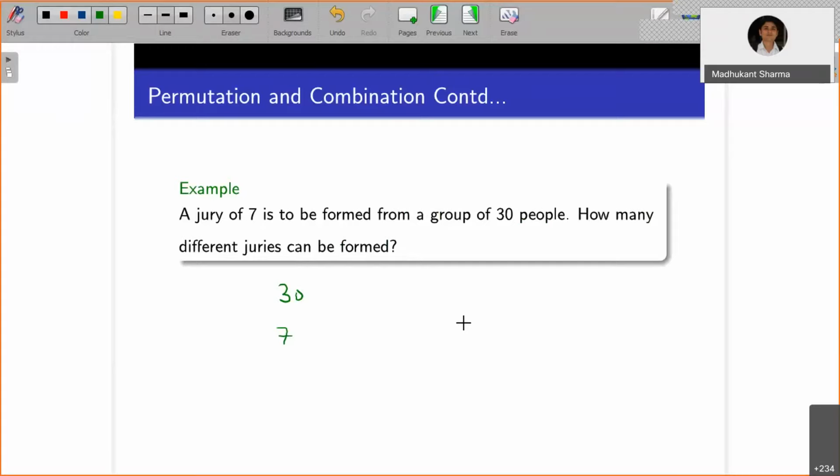Some of these people may be men, some of them may be women. For a jury we are going to assume we look only at mature people, like above 20. We can assume that men and women can be distinguished, but it doesn't matter how many men or how many women there are. So here order is immaterial, and the number of different juries that can be formed is 30C7.